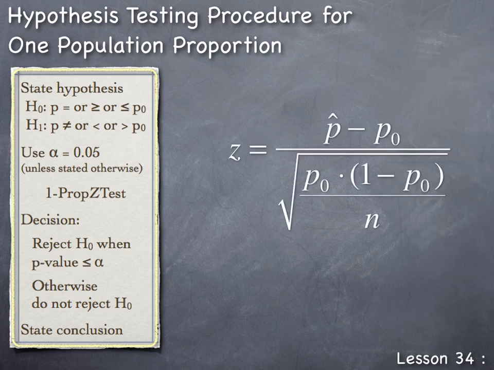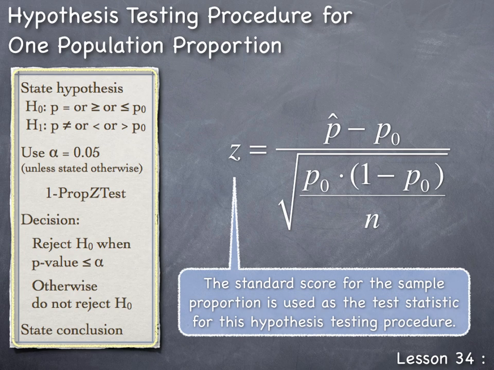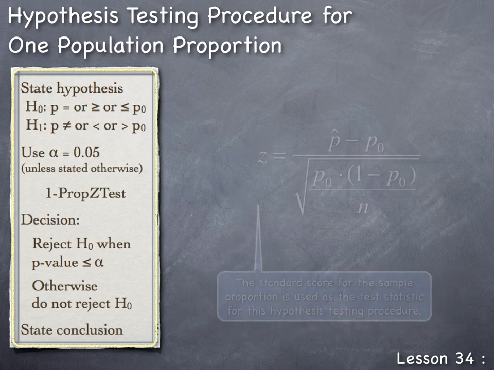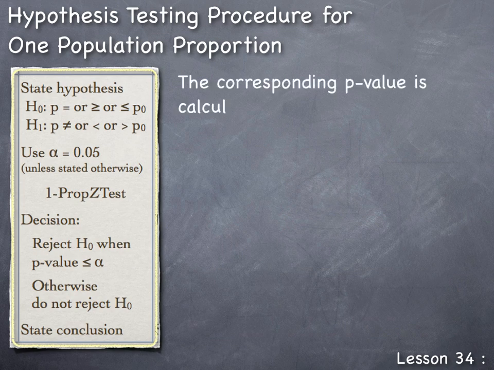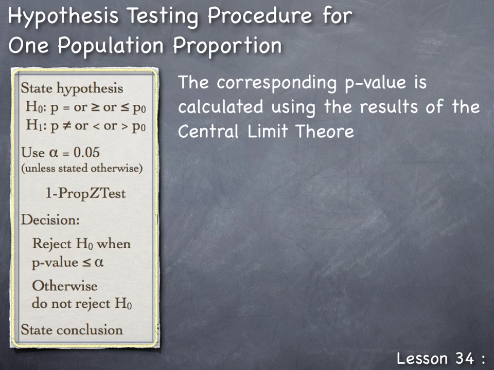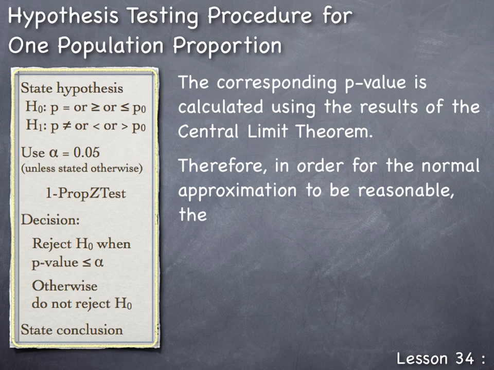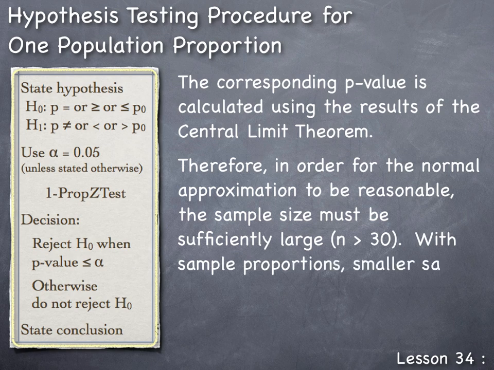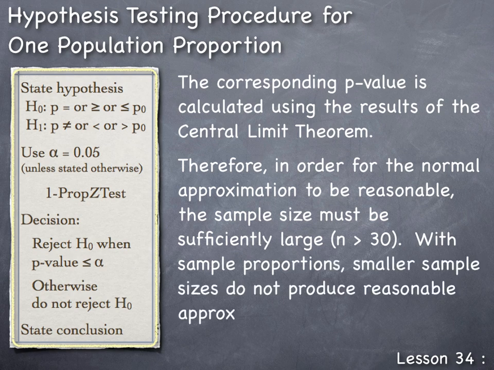The formula that's programmed into the 1-PropZTest command is the standard score, and the standard score for the sample proportion is used as the test statistic for this hypothesis testing procedure. The corresponding p-value is calculated using the results of the central limit theorem. Therefore, in order for the normal approximation to be reasonable, the sample size must be sufficiently large, for our purposes n greater than 30. With sample proportions, smaller sample sizes do not produce reasonable approximations. Therefore, we never conduct proportion problems with insufficiently large sample sizes.